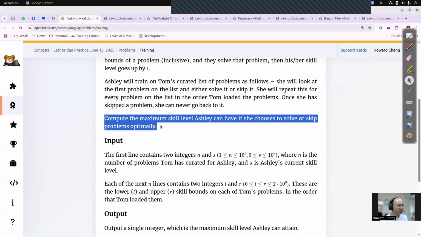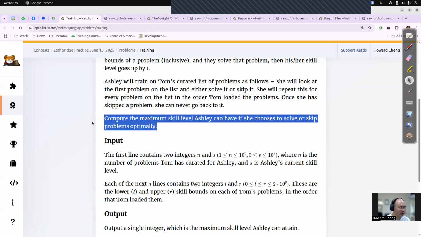Okay, so there's this issue of optimally. You have to look at problem 1, problem 2 in that order. If you see a problem that you cannot solve because your skill level is outside of the range, then there's nothing you can do, you just skip it. But if there's a problem that you can solve, then there's a question of whether you solve it and increase your skill level by 1, or skip it in the hope that maybe you will solve more problems later. That's basically the issue.